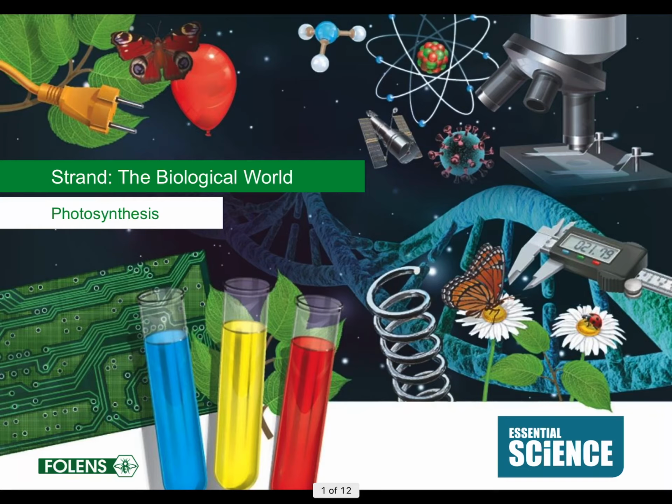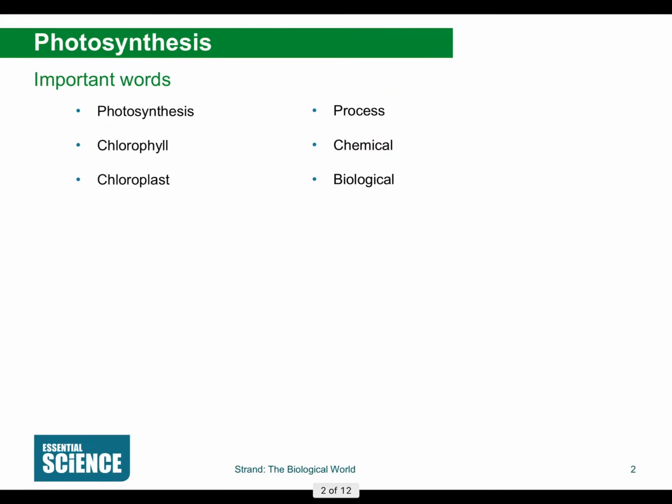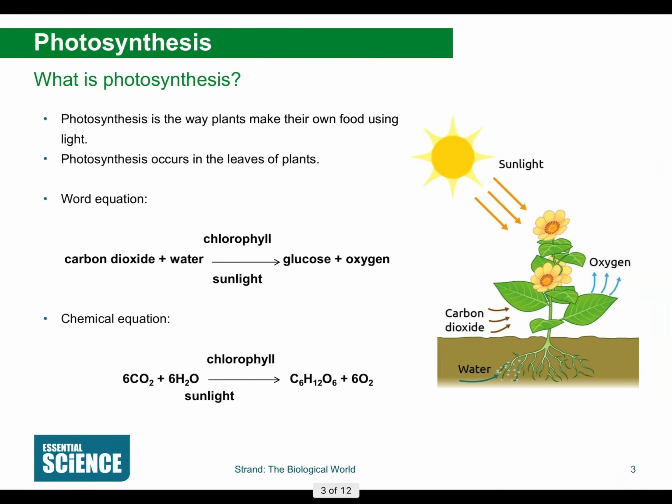Okay, so in this video, I just wanted to go through the photosynthesis PowerPoint. There are some important words that you're going to meet in the chapter. The first thing is the definition of photosynthesis. Photosynthesis is the way that plants make their own food using light energy, sunlight energy. Photosynthesis occurs in the leaves of plants, okay?